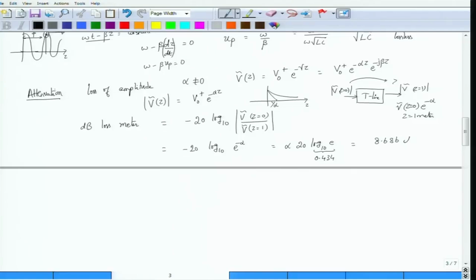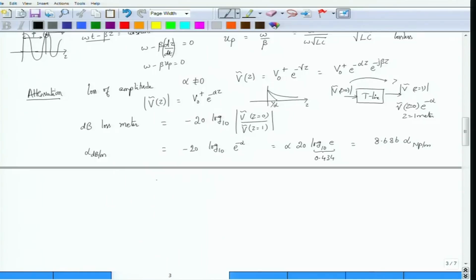8.686 times alpha. If I call this one alpha in dB per meter, then this alpha, which is coming from the actual expression of e power minus alpha, will be denoted by Neper per meter. Neper is a dimensionless unit, so this is Neper per meter, and this is the relationship between loss of signals in dB per meter and loss of signals in the natural units, Neper per meter.